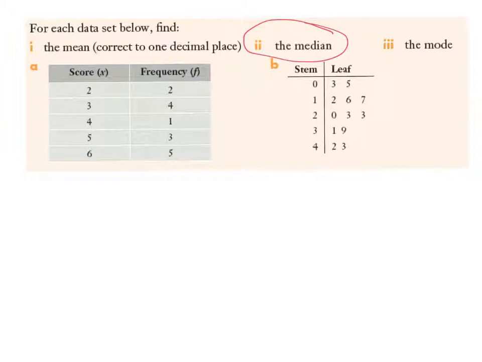As I think I might have mentioned before, you can just write down what the different scores were. There were 2 2s, there were 4 3s, so 3, 3, 3, 3. There was 1 4, there were 3 5s, and there were 5 6s.